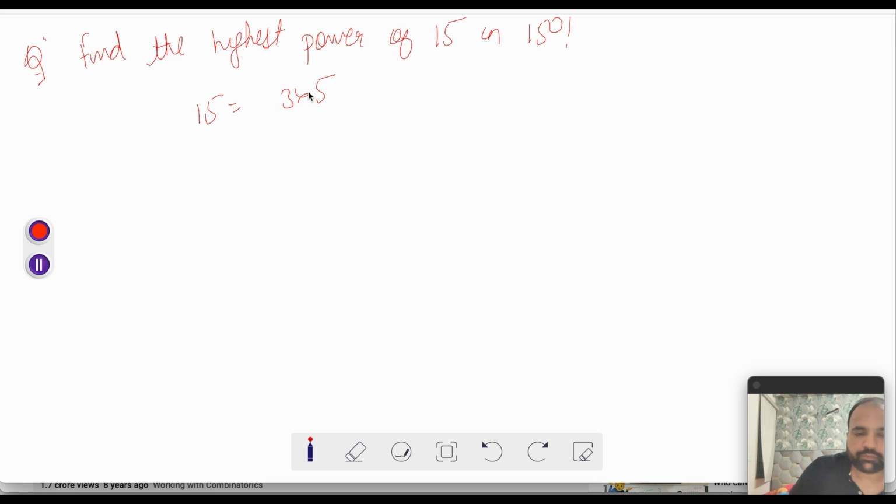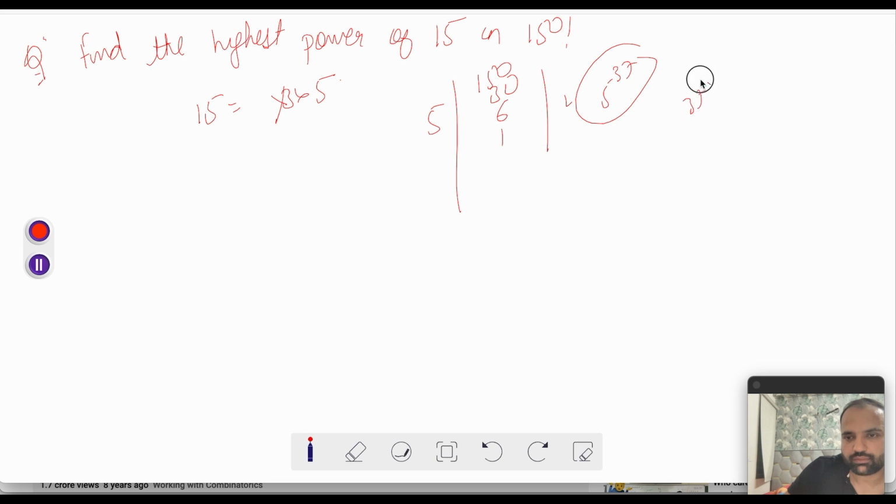Whenever we break it, as I said before, you do not need to look at the smaller number. You need not care about this number now, because the power of 5 would be less than the power of 3. If we go into 150 factorial, of course 3 would occur much more than 5. So we just need to calculate for 5. So we have 37. So the highest power of 15 is 37.